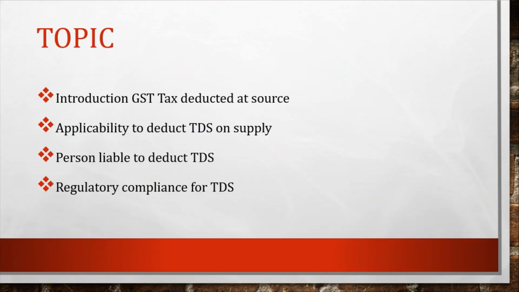Friends, today's topics are divided into four categories. First, we will discuss the introduction of GST tax deducted at source, in which we will discuss who is the deductor, who is the deductee, what is the rate of TDS, and from what date it is effective. Second, applicability to deduct TDS on supply, in which we will discuss the conditions under which it is mandatory for the deductor to deduct the TDS. Then, persons liable to deduct tax, meaning who are the persons liable to deduct the TDS. We will discuss this in this topic.